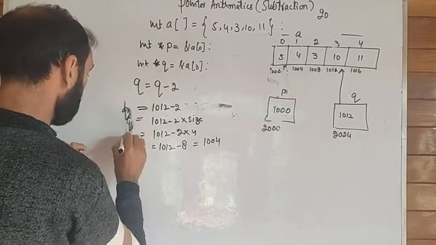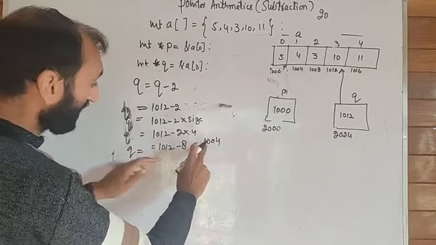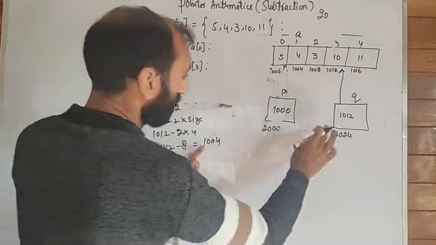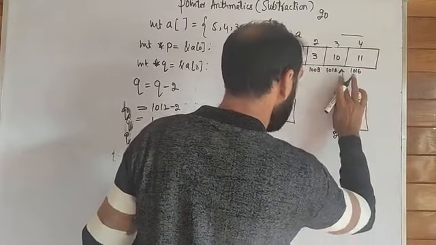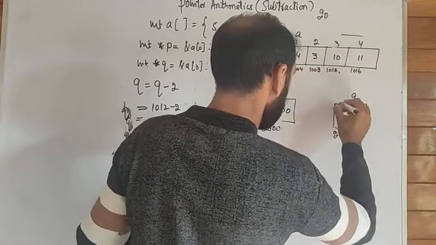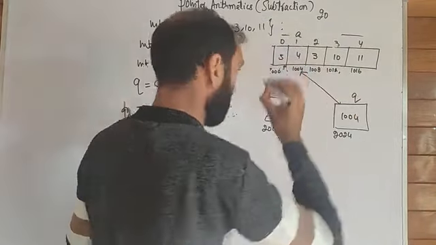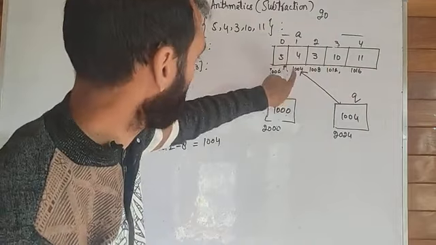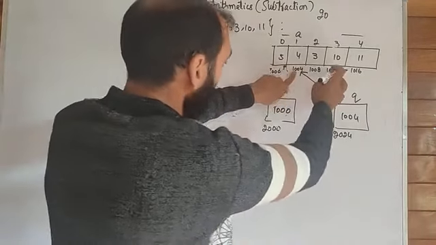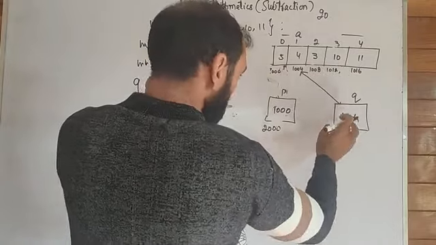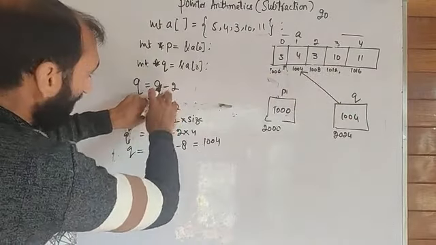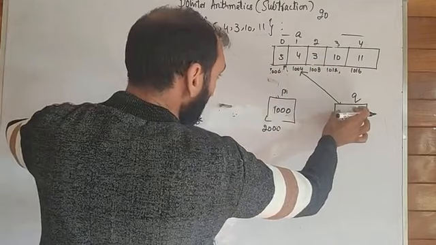Q contains 1014. Now Q points to this location, 1004. Through this operation, Q minus 2, the pointer Q is going to move two locations backward.